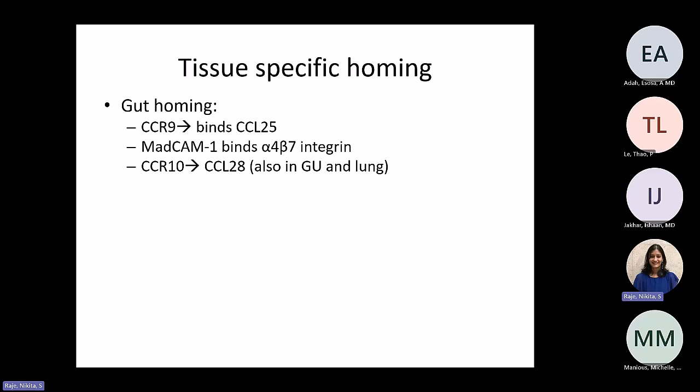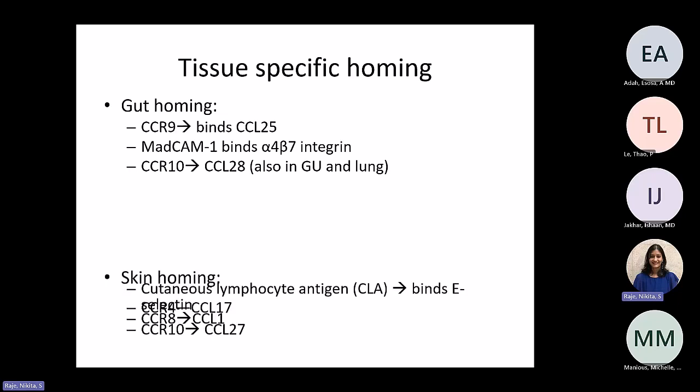Another chemokine receptor is CCR10 that interacts with the chemokine CCL28. So remember CCL25 and CCL28, they are both present in the gut. CCL28 is also present in the lung. And cells with CCR9 will go to CCL25, and CCR10 will go to a CCL28 rich place.